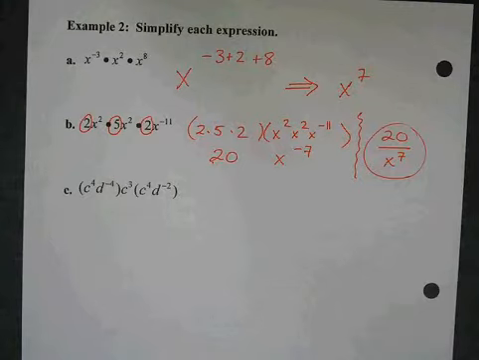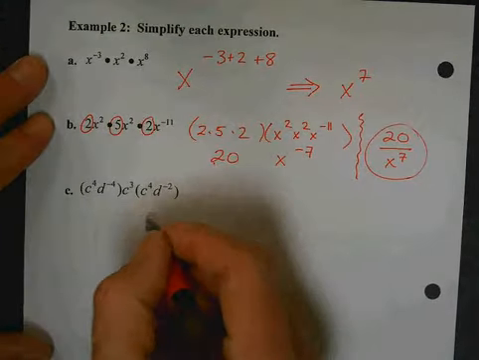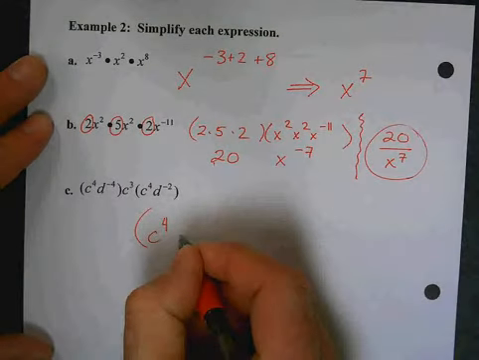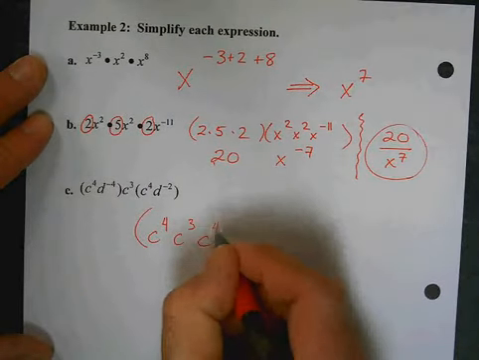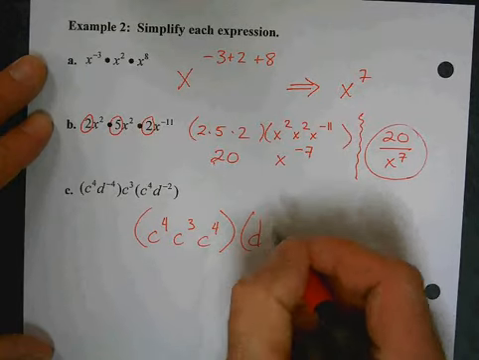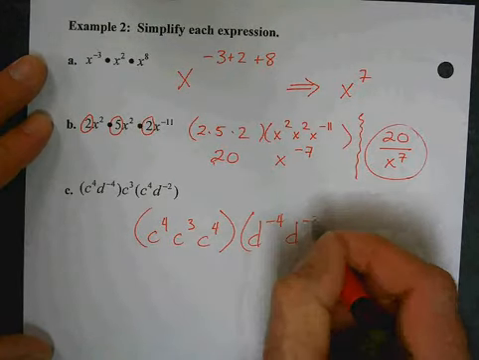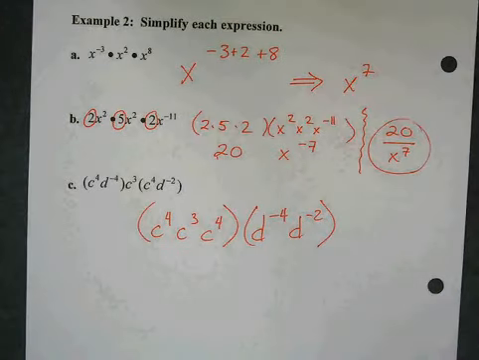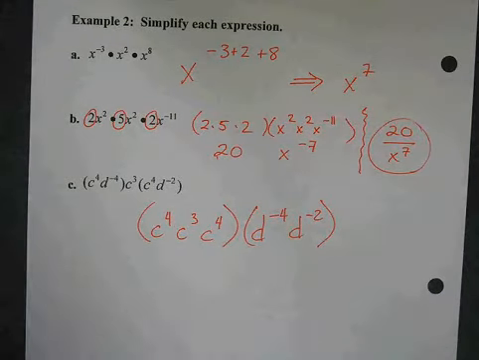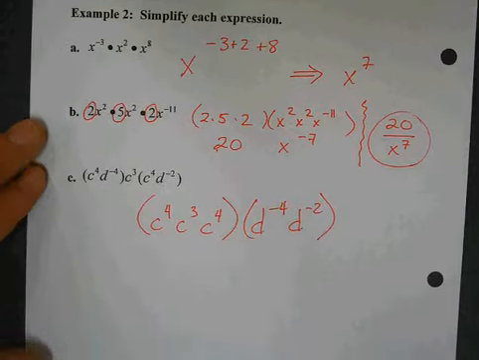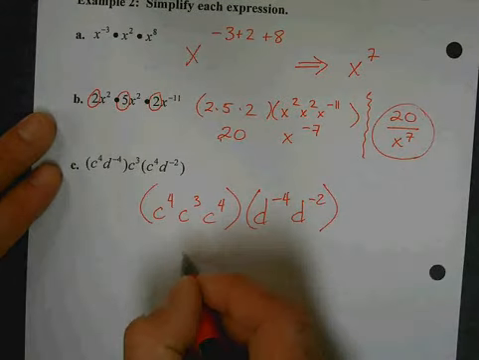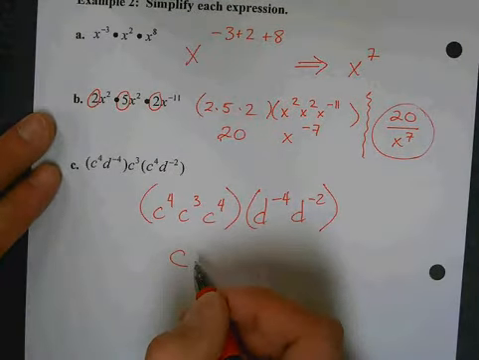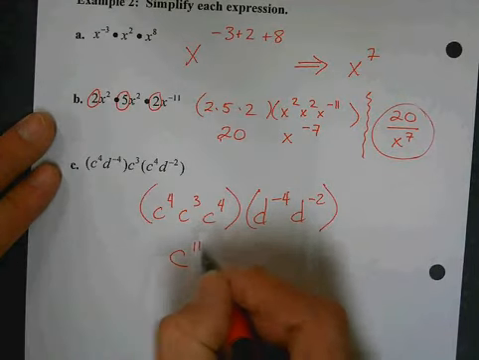All right. C. And then we're all done. Group your C's. C to the 4th, C to the 3rd, C to the 4th. D to the negative 4th, D to the negative 2. So that's your first step on all of your problems tonight. Group the things that are alike. Noah, can you add up my C's for me? What do I get? All right, C to the 11th.